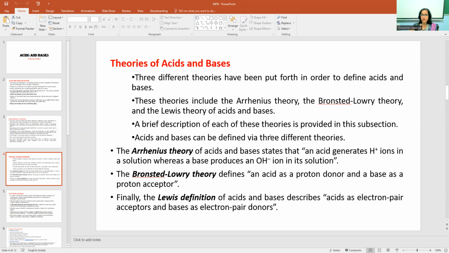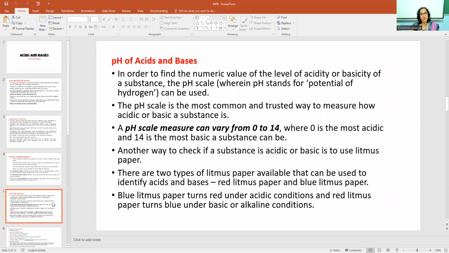A brief description of each of these theories is provided in the subsection of the notes. Just have a glance at those theories. The Arrhenius theory of acids and bases states that an acid generates H plus ions in a solution, whereas a base produces OH minus ions in its solution. The Bronsted-Lowry theory defines an acid as a proton donor and a base as a proton acceptor. And finally, the Lewis definition describes acids as electron pair acceptors and bases as electron pair donors.